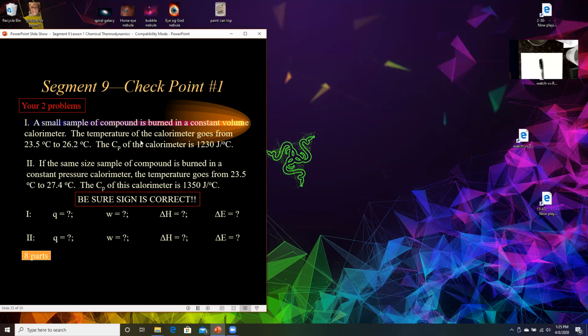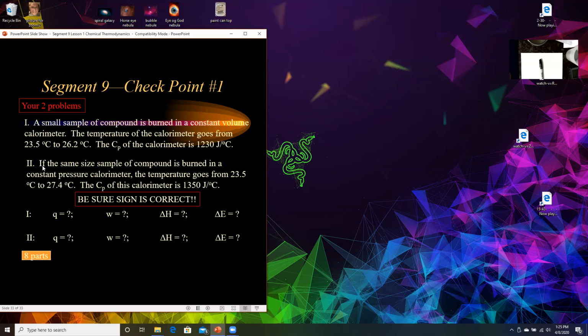And then remember, we've got a little problem with getting work in some cases, but not here. If the volume is constant, we know what the work is. And then we can get delta E or delta H. In fact, in this one, you can get one of these two.